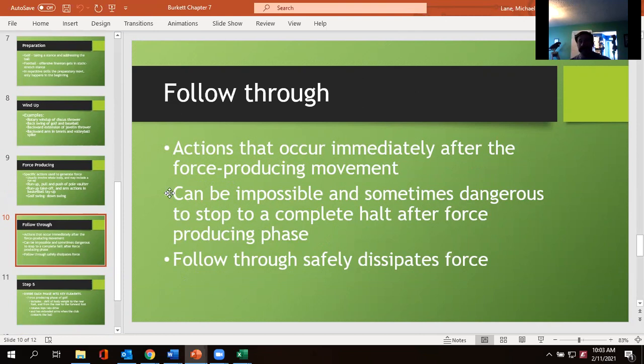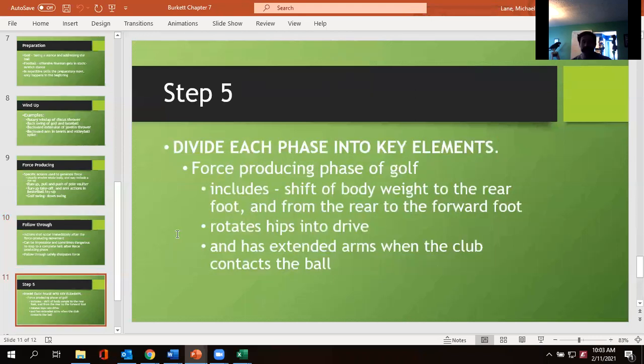Now, this is something we want because if you try to stop yourself the second after you release all that force, you're going to be doing a lot of potential eccentric damage on your joints. And that is obviously not something you want to do. And by dividing it into all of these different phases, we can figure out what the key elements are in each of those phases.